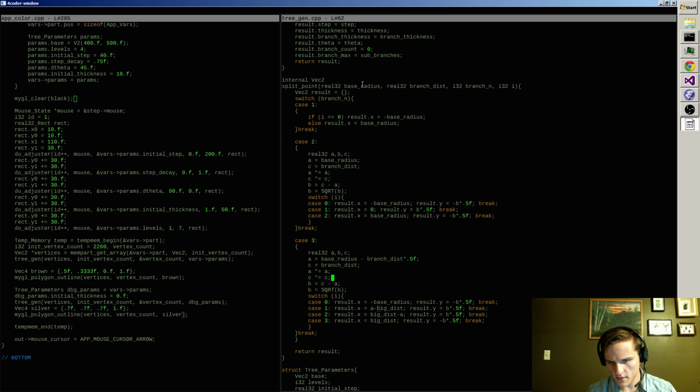Oops, well, I don't even know if this math is correct, so I'm going to leave that for a minute. Well, no, I'm going to change it because I'll get confused if I try to read it to think it through. Base radius. Base radius.